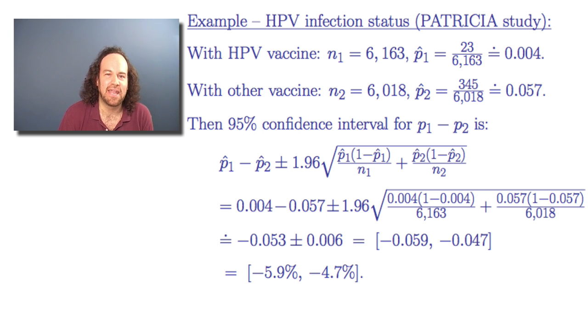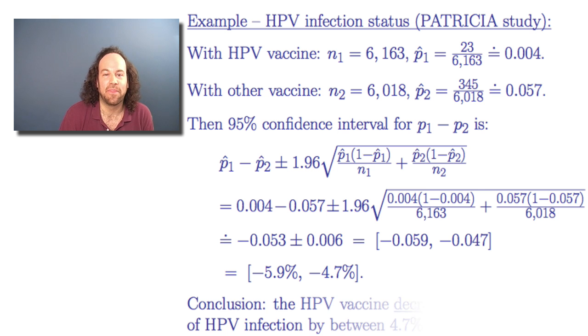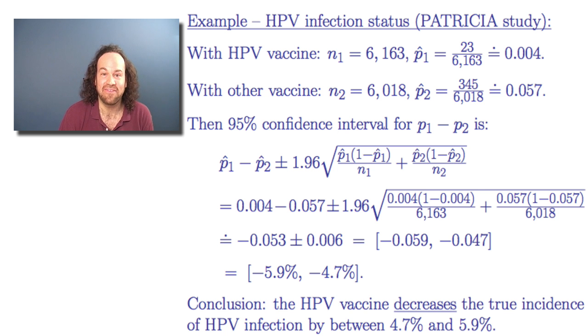So this means that P1 minus P2 is negative. In other words, P1 is a fair bit less than P2, and indeed that indicates that the young women who got the HPV vaccine were indeed less likely to get HPV infection, and in fact, the incidence decreased by probably between 4.7% and 5.9%. So that's a very big decrease.